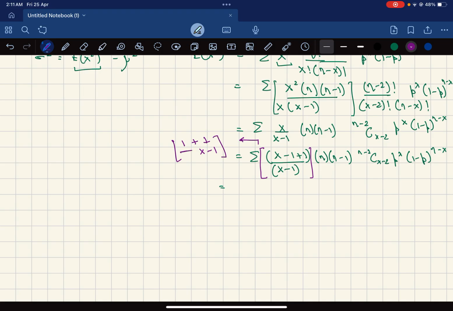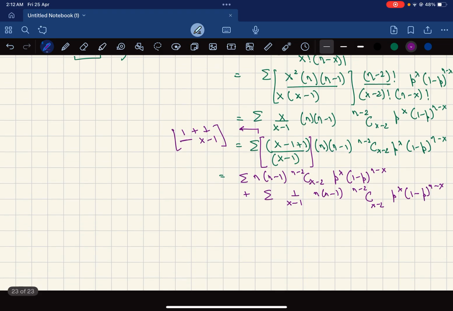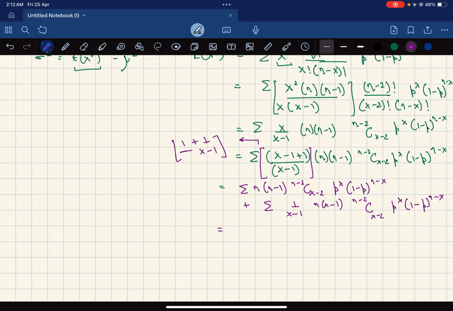So for 1, we are just left with the remaining terms here, n into n minus 1, n minus 2 c x minus 2, p raised to power x, 1 minus p raised to power n minus x. And for the second term, plus 1 upon x minus 1, summation 1 upon x minus 1, n into n minus 1, n minus 2 c x minus 2, p raised to power x, 1 minus p raised to power n minus x.